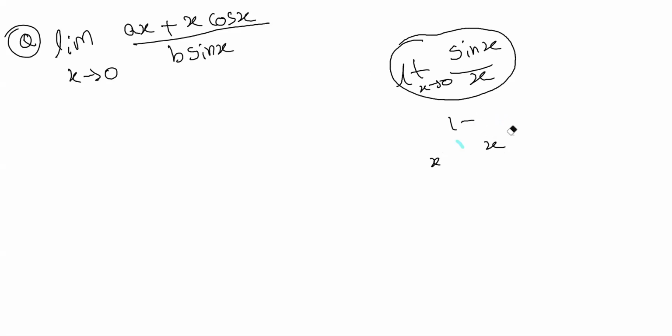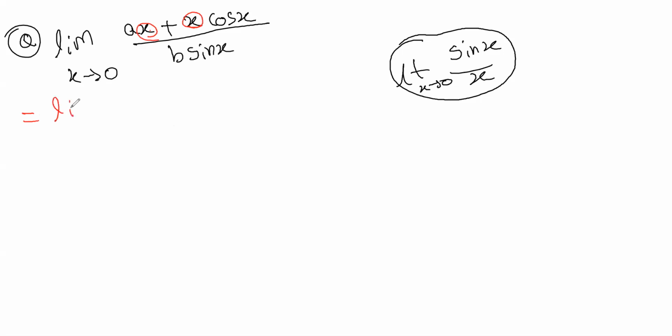Now if you substitute it directly, what will you get? 0 by 0. Now let's see the factorization method. Factorization is nothing but taking things common from the big one, right? Now let's see whether we can take anything common from this. There is x over here, x over here. I can take x common.